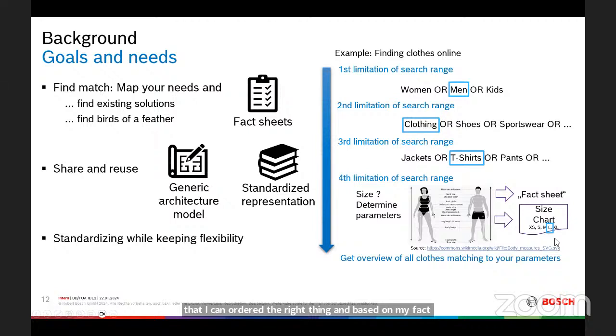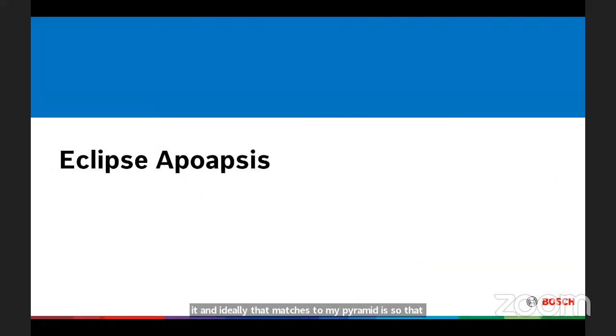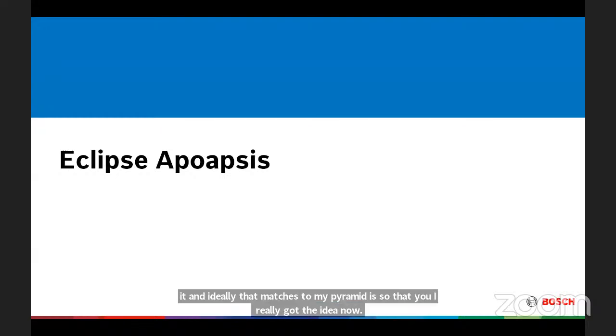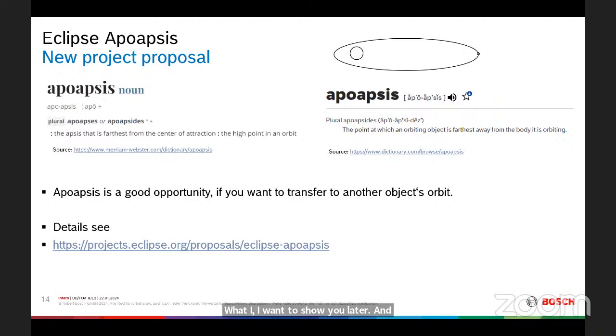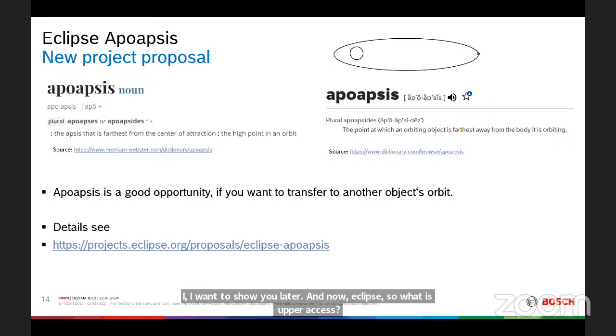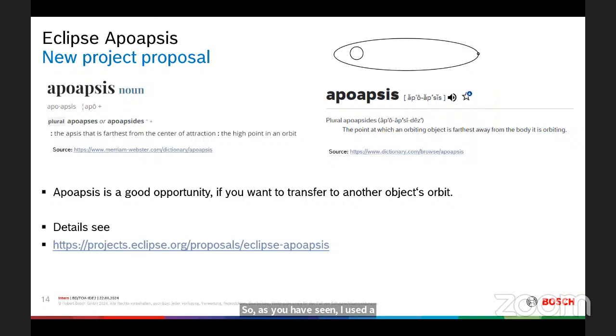And ideally, that matches my parameters, so that you get the idea of what I want to show you later. And now Eclipse Apoapsis. So what is Apoapsis? As you have seen, I used a lot of those pictures with planets. From the definition, Apoapsis is the farthest point from the center of attraction. So this is a nice definition.